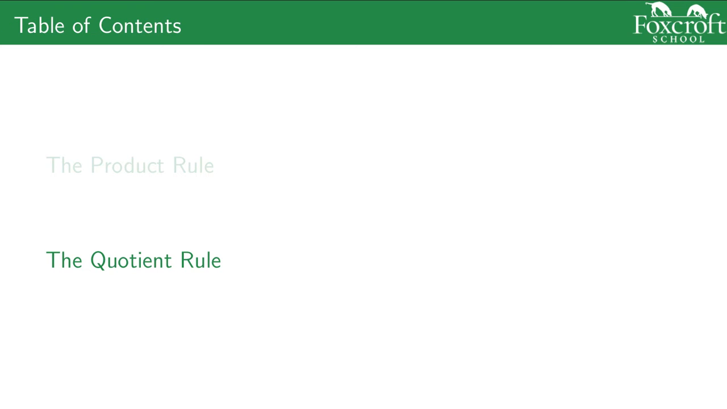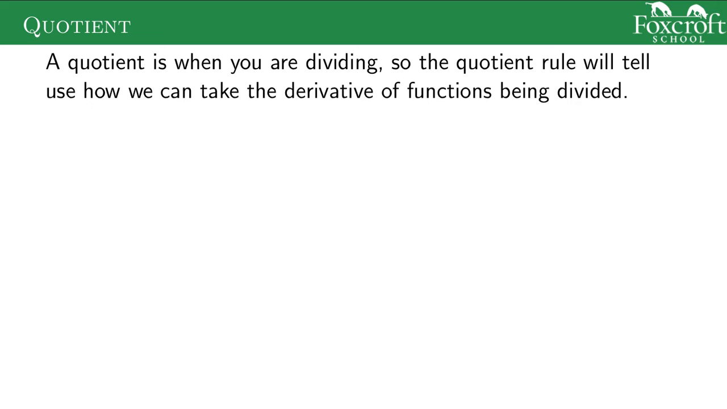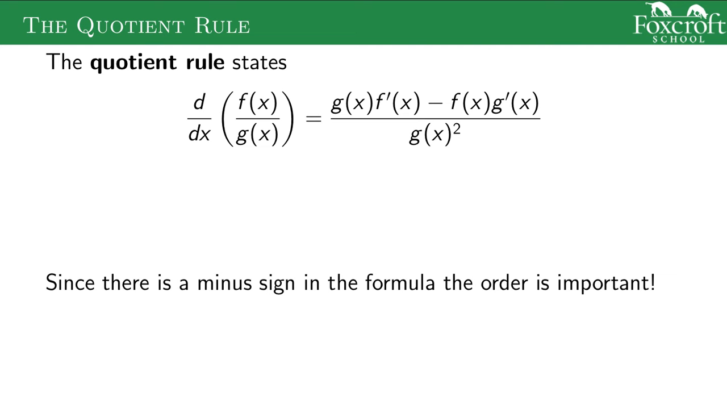In this video, we're going to do the opposite of the product rule, which is the quotient rule. So instead of multiplying, we're going to be dividing. Quotient is when you're dividing, so the quotient rule is when you're taking the derivative of functions being divided. So here's what the quotient rule looks like. It's more complicated than the product rule.